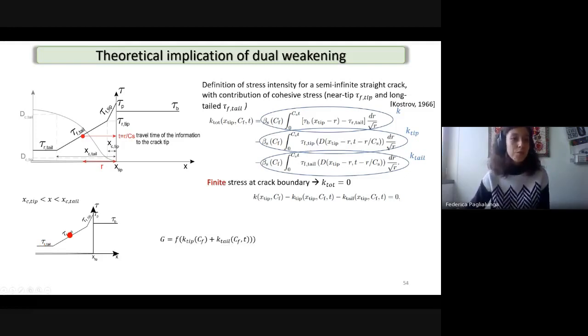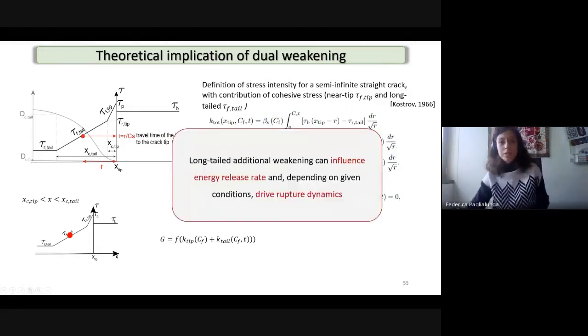But also if we were in between, so the distance comprised between the near tip cohesive zone and the long tail cohesive zone, then the energy release rate would still be a function of both stress intensity factors. The near tip stress intensity factor would be independent of time, while the K tail, so the one related to the long tail weakening, would still depend on time and so would increase as you propagate. So that means that the long tail additional weakening can for sure influence the energy release rate, and depending on the conditions can also drive the rupture dynamics.